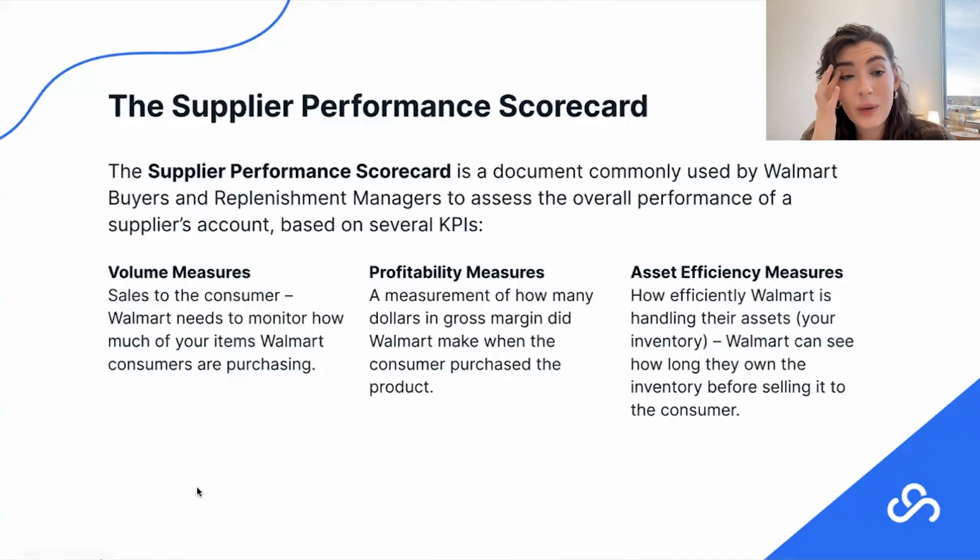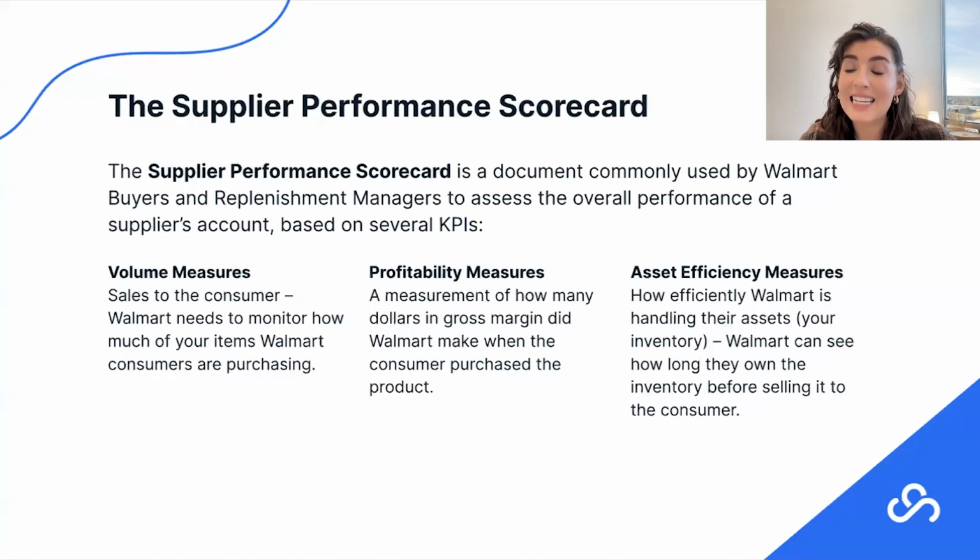All right, and then the last one that we have here before we transition into Q&A is the Supplier Performance Scorecard. This is a document commonly used by Walmart buyers and Walmart replenishment managers to assess the overall performance of a supplier's account based on a couple different KPIs. That being volume measures first: sales to customer, they want to know how much of your items are actually being sold. The second being profitability measures, and that's how many dollars in gross margin Walmart made when the consumer purchased the product. So is it working for them? Are they getting enough sales and volumes as well as that dollar amount?